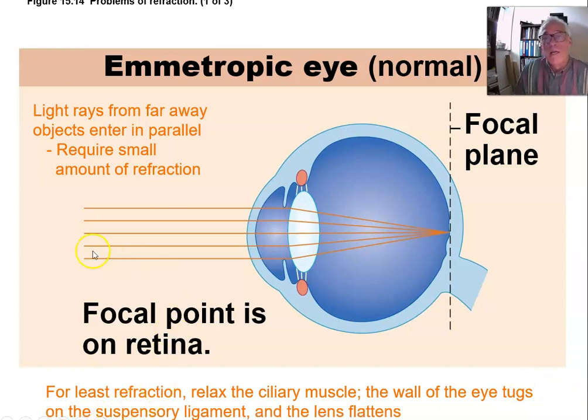when parallel light rays from distant vision enter the eye, they need to be refracted, but it turns out that they need to be refracted only a minor amount. So what we're going to do is make the lens as flat as possible. We're going to do that by relaxing the ciliary body and allowing the elastic wall of the eye to tug on these suspensory ligament fibers, pulling on the lens, stretching it out and flattening it out, and getting just a little bit of refraction, which is all that's needed to focus that distant light onto our retina, and we can see far away very well.